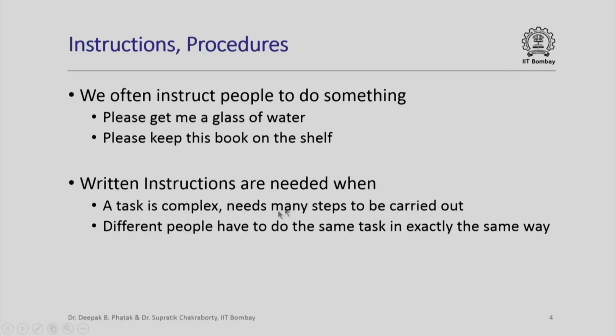However, when a task is complex and a task needs many steps to be carried out, then verbal instructions are often inadequate. More importantly, when we have a complex task that different people have to do at different times, at different places in exactly the same way, then obviously we cannot depend upon verbal instructions. This is the situation when we give written instructions. There are many examples of written instructions. Cookbooks or recipes is one example. Instructions at the workplace is another example.